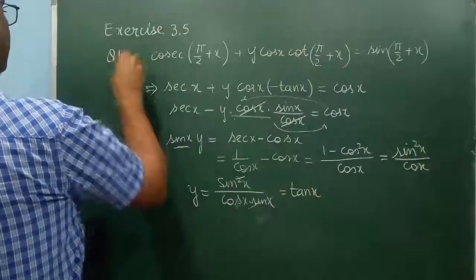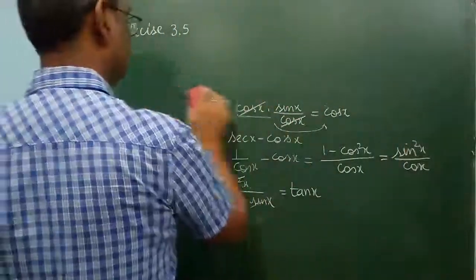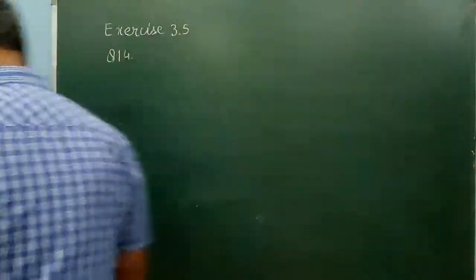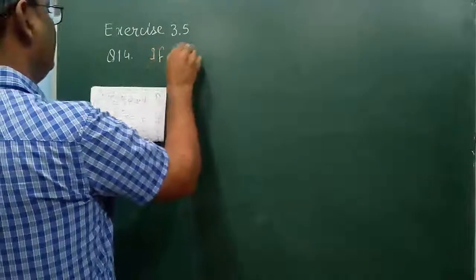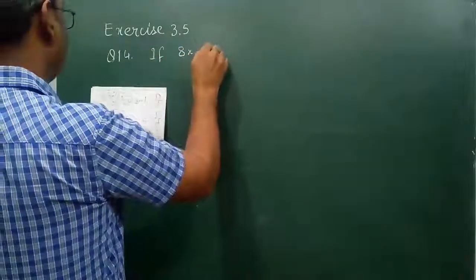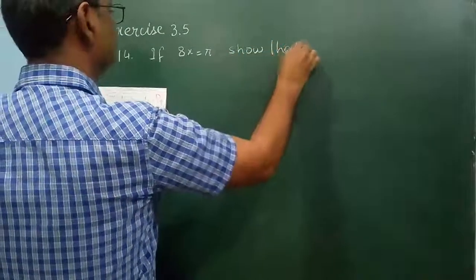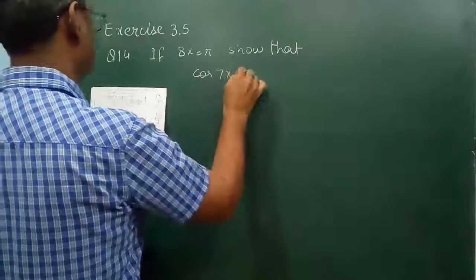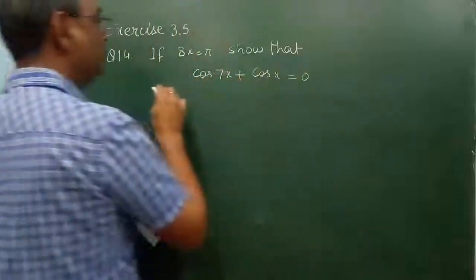Now see 14th question. What is there in 14th question? If 8x equal to pi, show that cos 7x plus cos x equal to 0. This we have to prove.